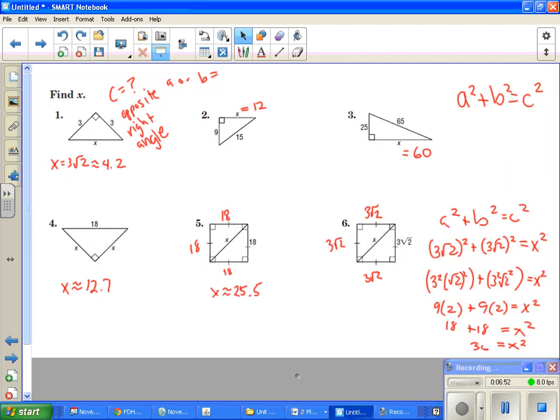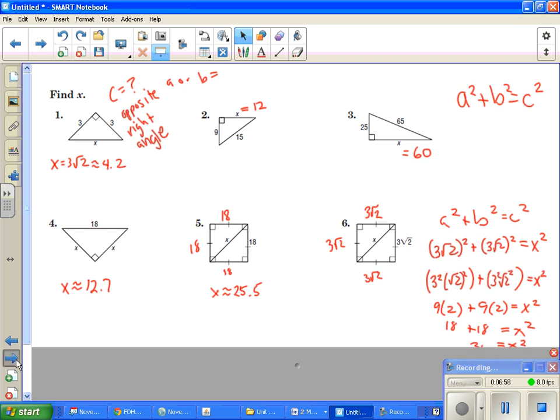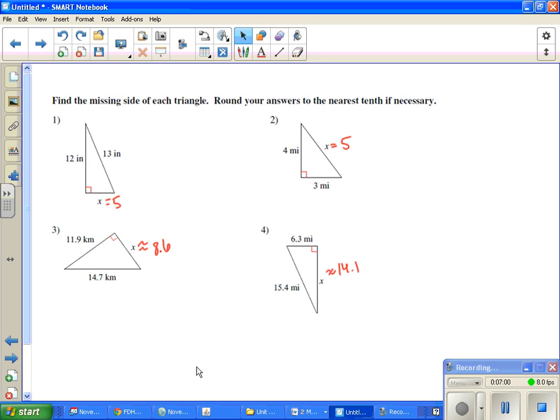All right, number 6 is a little tougher, so I gave a little explanation on number 6. All right, and then on the next page, it should look like that.